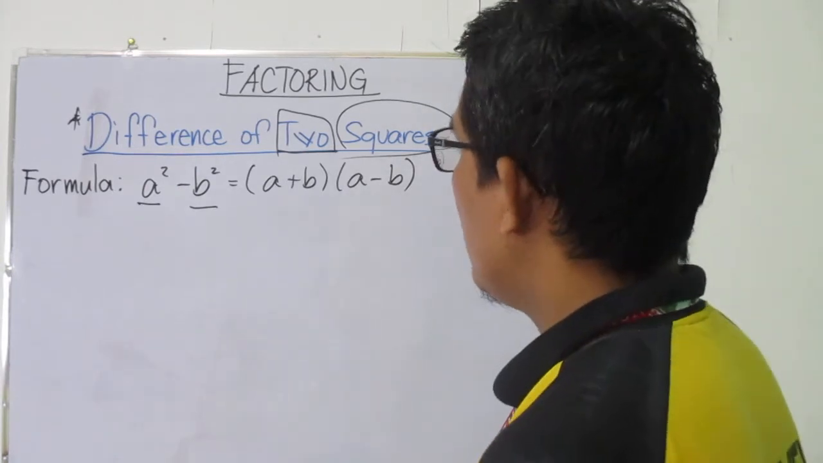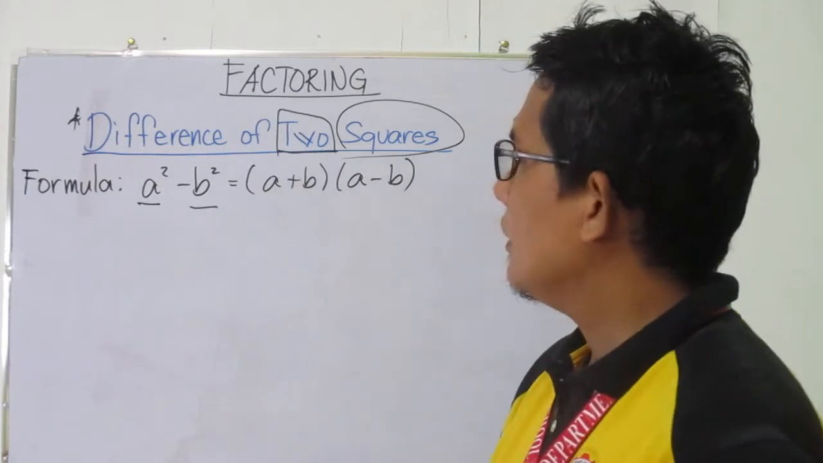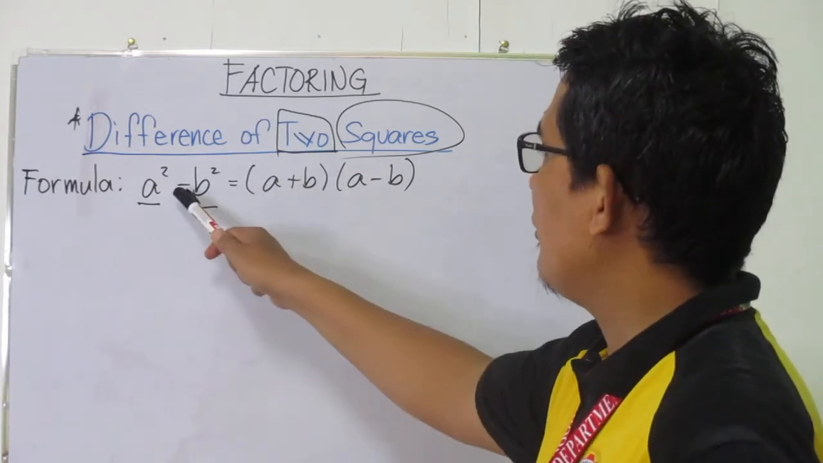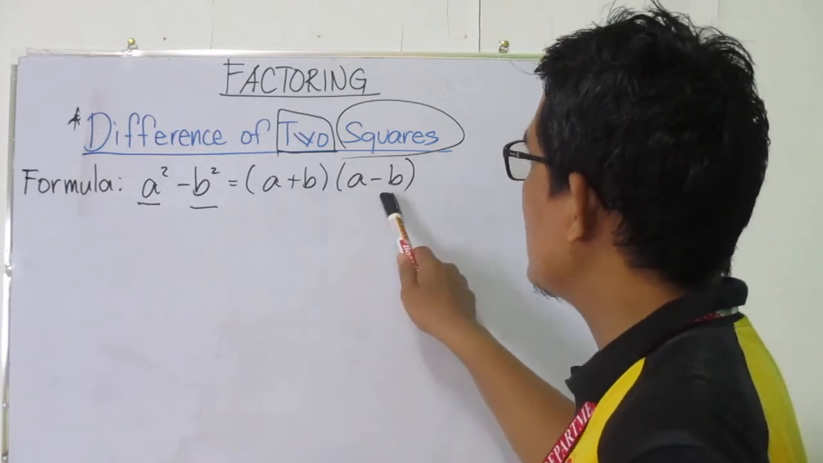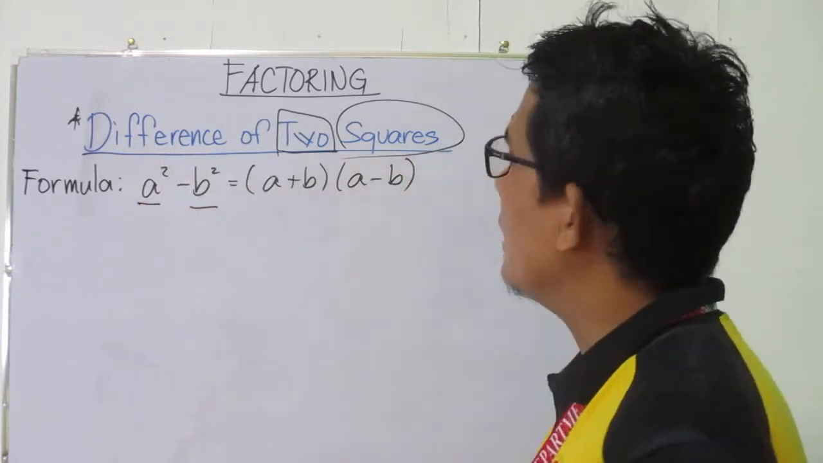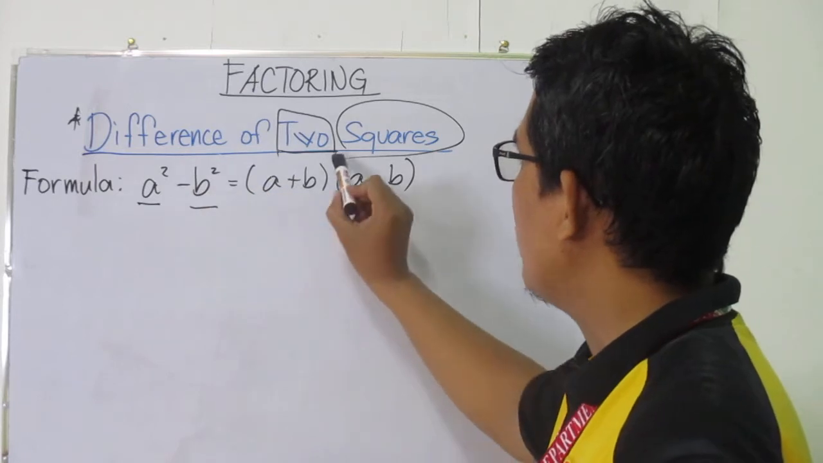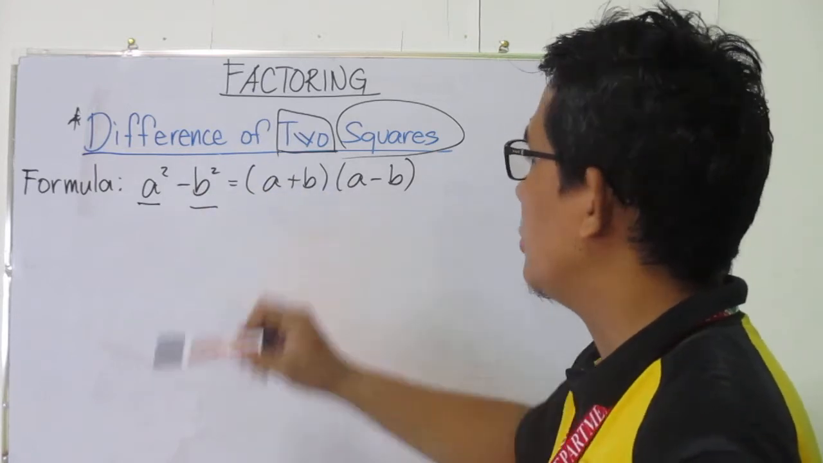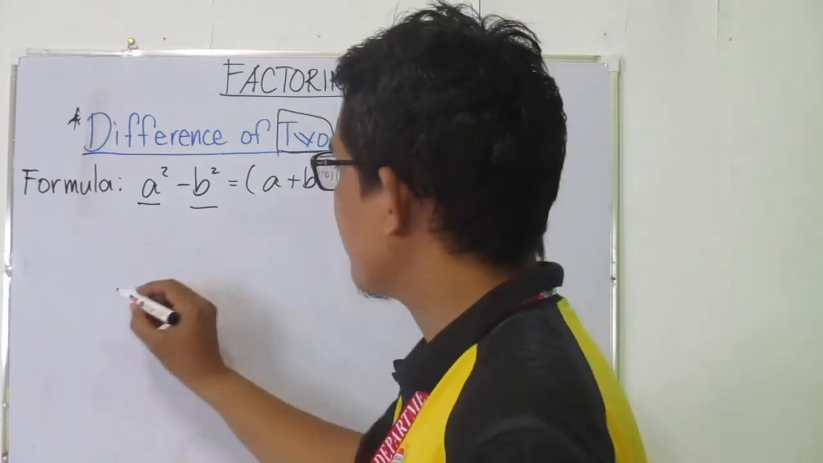Okay? So here, if we have a squared minus b squared, the expression can be factored using the product of the sum and difference of two terms. Thus, the name difference of two squares comes from this, and the factored form is the product of the sum and difference of two terms. Okay? So I have here an example.